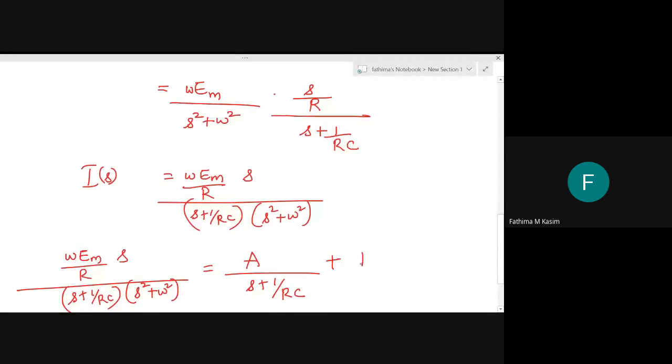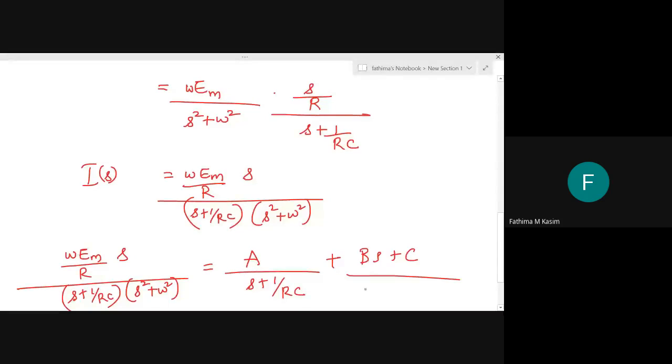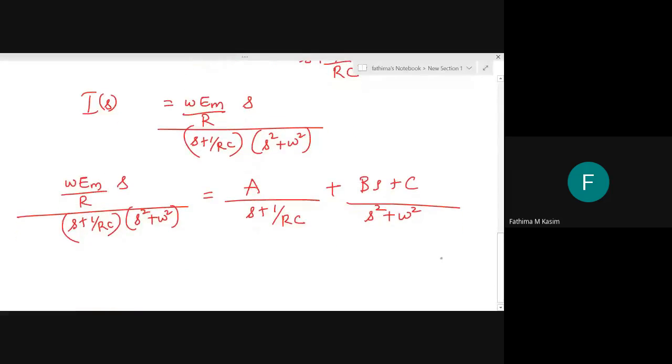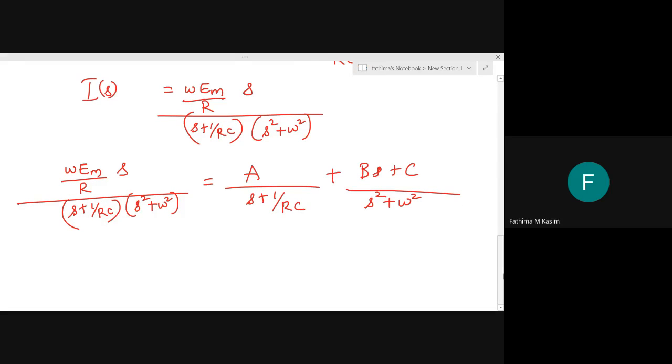So A plus Bs plus C divided by S square plus omega square. Now our task is to find what is the value of A, B and C. So this is partial fraction expansion. A by S plus 1 by RC plus Bs plus C divided by S square plus omega square. So now we have to find what is A, B and C.